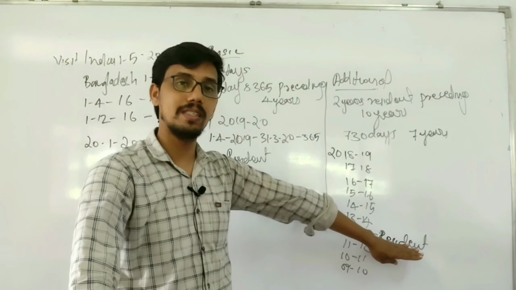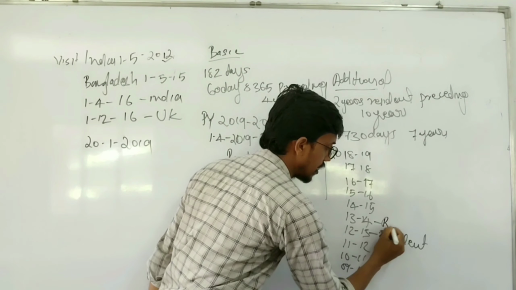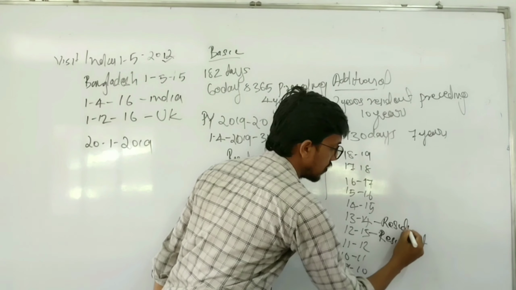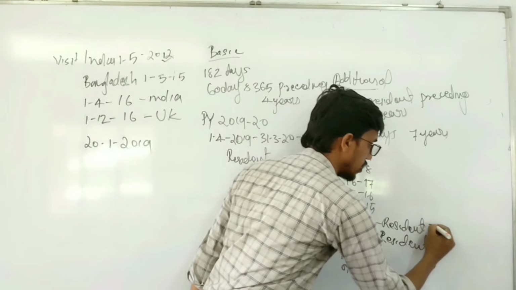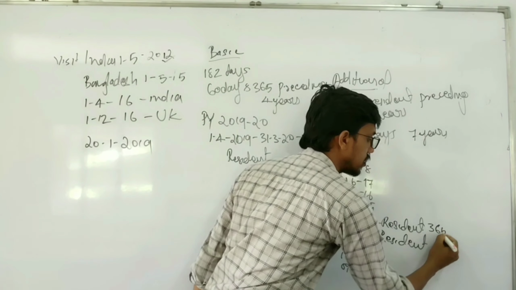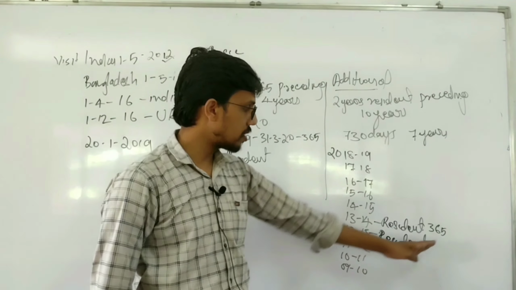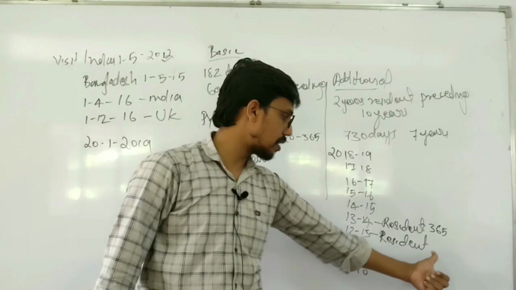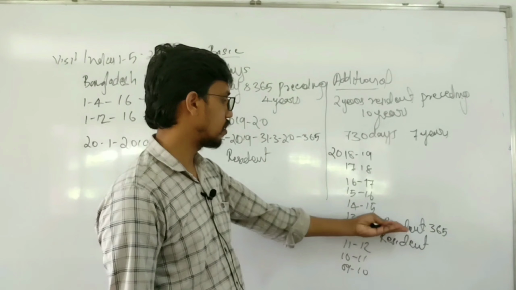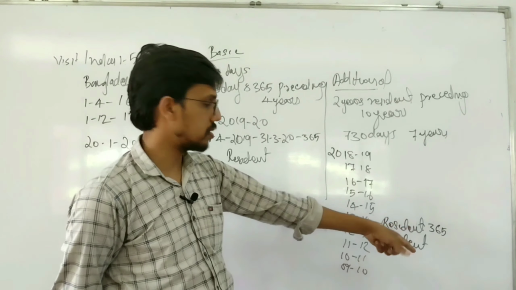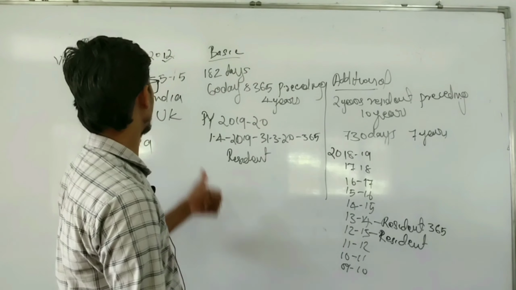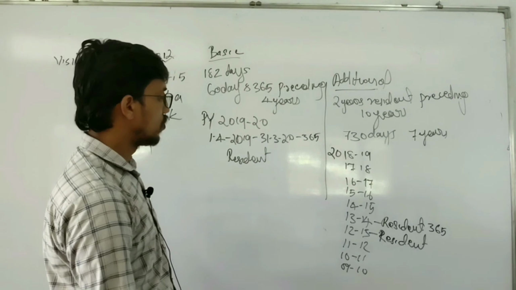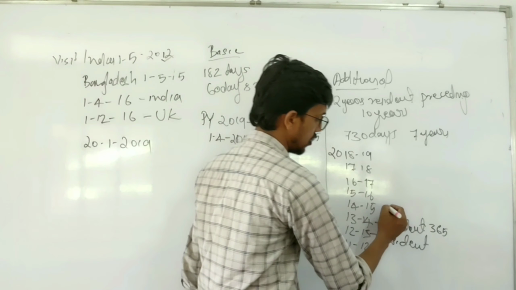Now in 2013-14 also, he is a resident as he stays more than 182 days. Here he may be staying for 365 days, right? In this year also he may be staying for more than 334 days. In 2014-15 also he is a resident.